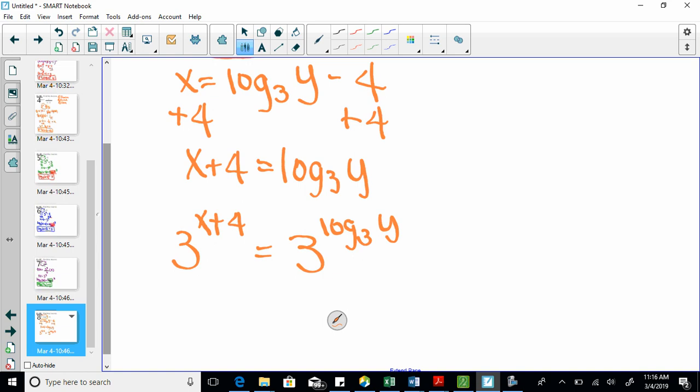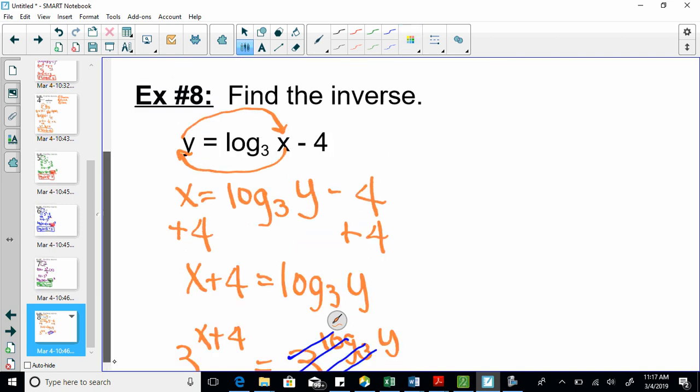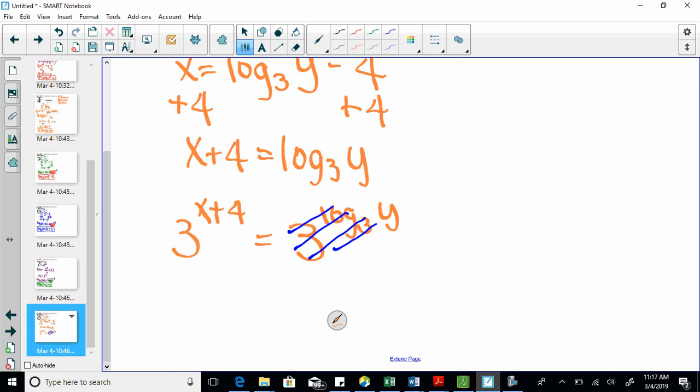Now, same thing applies. Just because it's not directly beside each other, it still applies that if the bases are the same, they cancel each other out. So I have 3 raised to log base 3. Those are both still base 3. So because of that, these still cancel each other out. And once again, that means I have just y over here by itself. So our answer is going to be 3 raised to x plus 4 equals y.